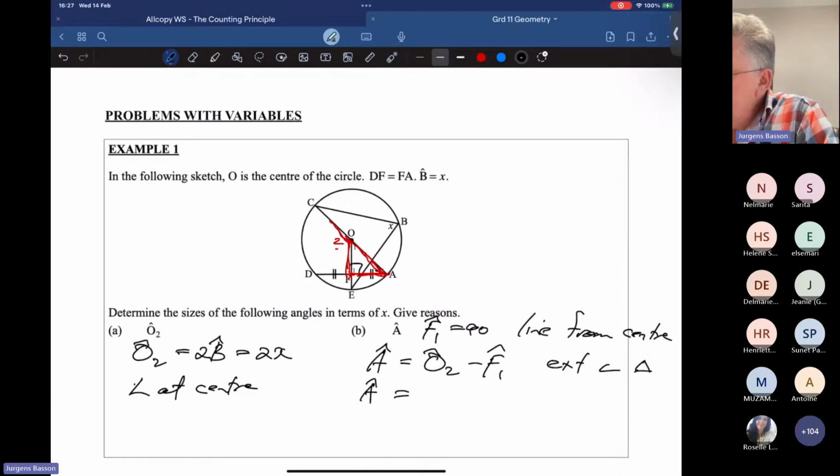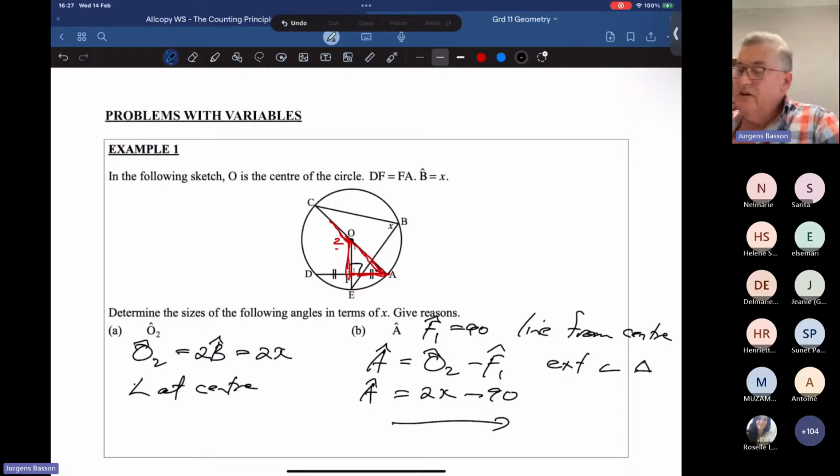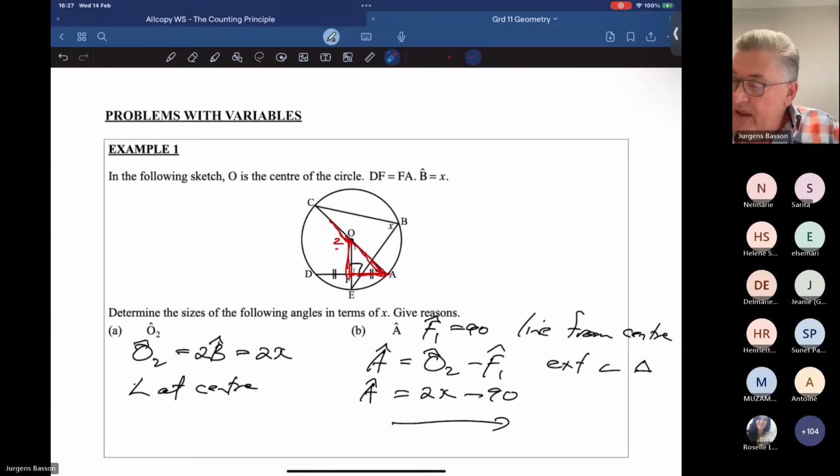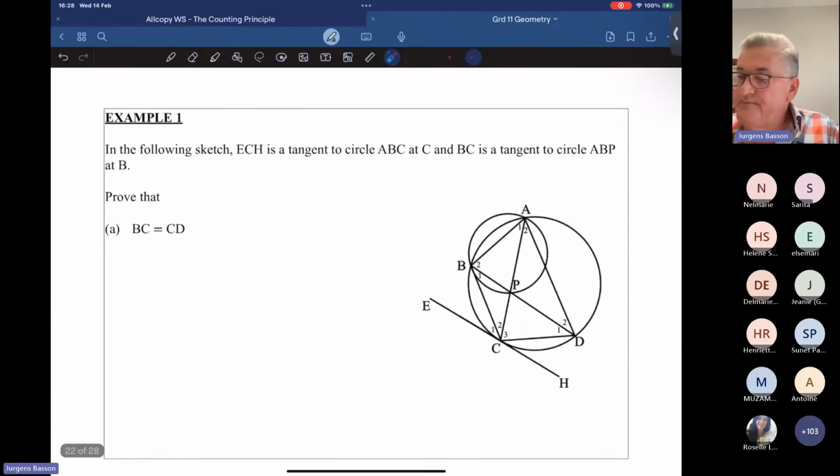So now if we just substitute, because we just calculated O2 as 2x, minus F1, which is 90. And there we have it in terms of x. Very popular, these questions. They sometimes ask the question to say, find 3 angles equal to x. This one, you will notice, says find the sizes of the following angles in terms of x. So that is 2x, 180 minus x, x plus 90, or 2x minus 90. That's in terms of x. All right, so that is a problem on variables.